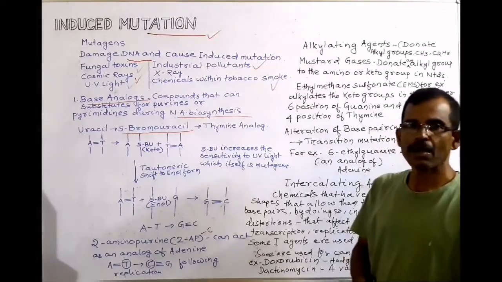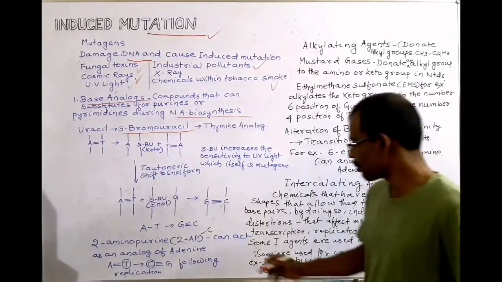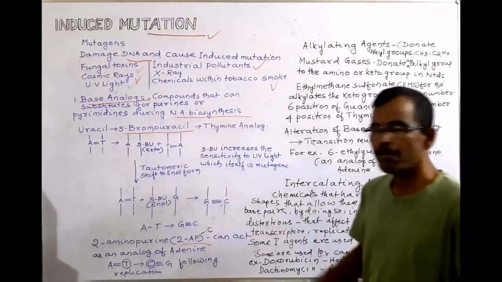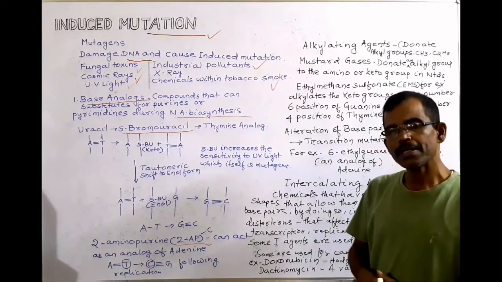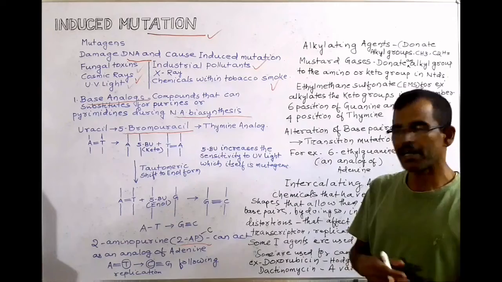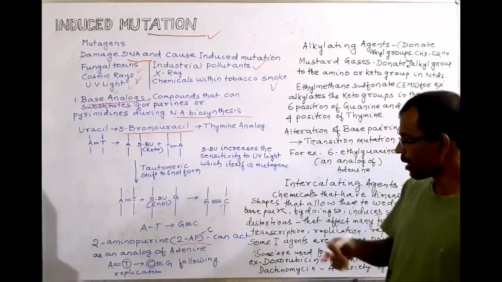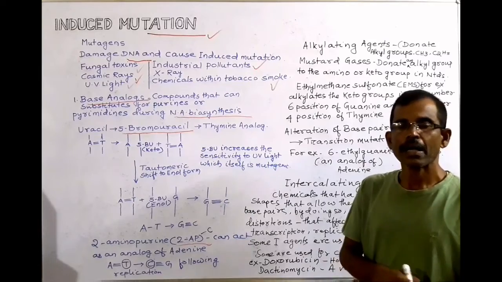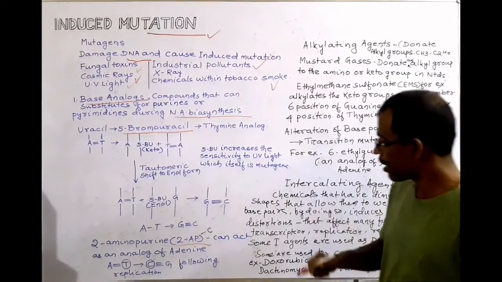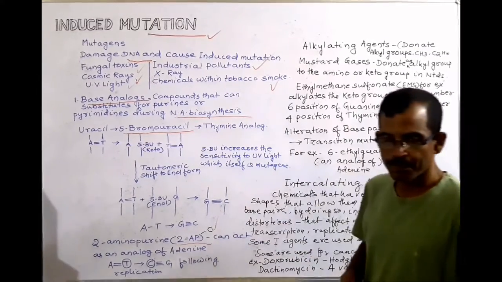Another base analog is 2-aminopurine. 2-aminopurine is another base analog. It is an analog of adenine. So 2-aminopurine can base pair with thymine, and also it can base pair with cytosine.